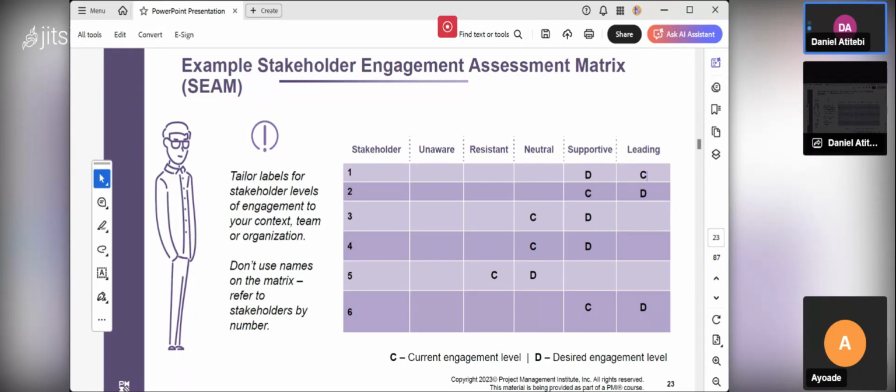For example, if you look at number 6, the person is supportive at the current level. But the best place for him is that you want him to lead. It's one of the strategies to engage people.